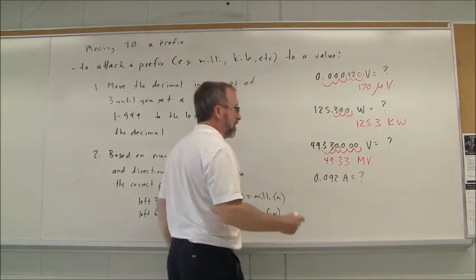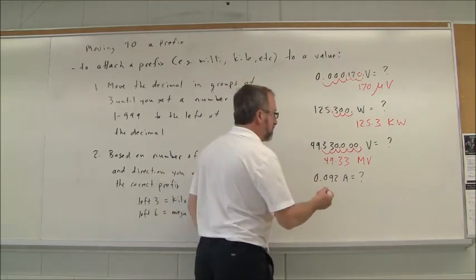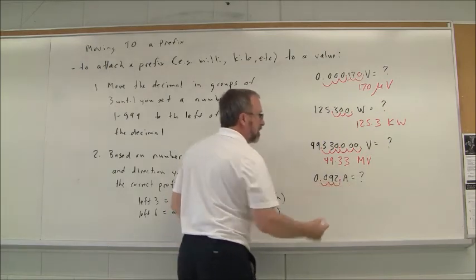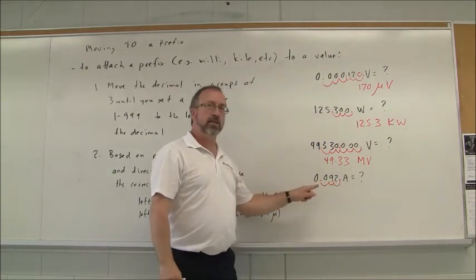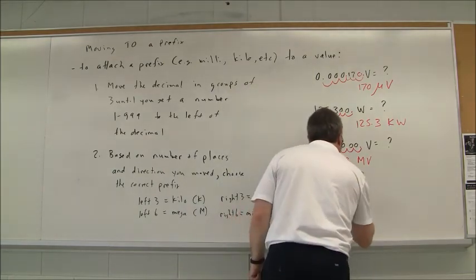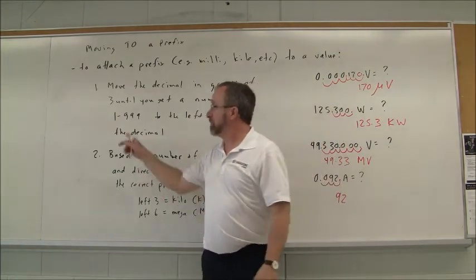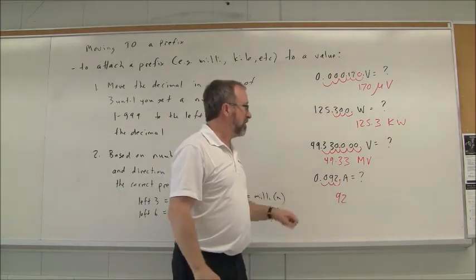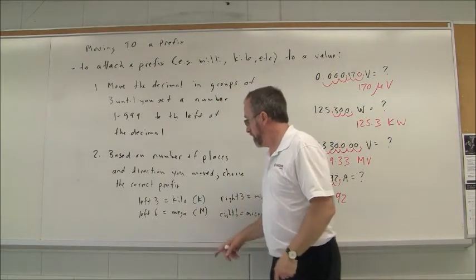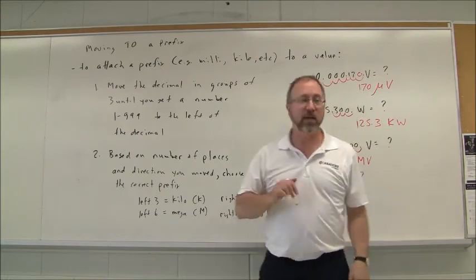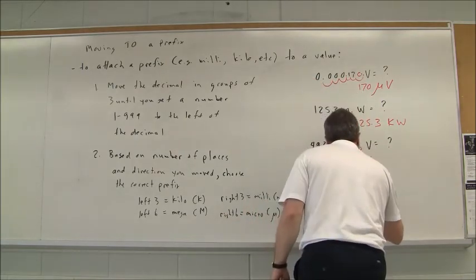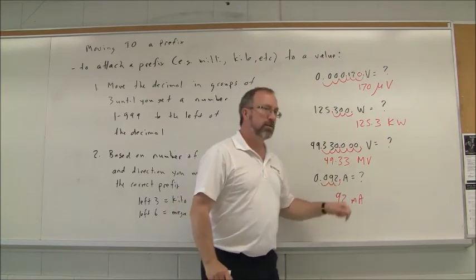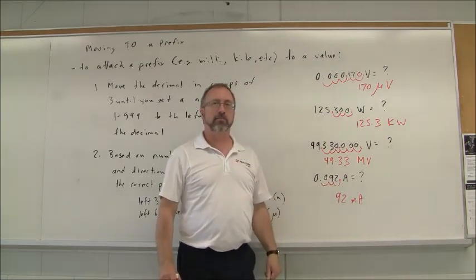Let's do this last one. 0.092 amps. Well, moving the decimal 1, 2, 3 places, the number to the left now is 92. Well, 92 is a good number. It's between 1 and 999. And which prefix? Well, I moved it to the right 3. Right 3 is milli. So 0.092 amps is the same as 92 milliamps.